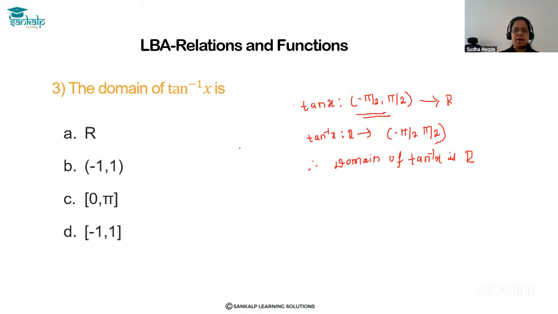So check the options. Option A R, option B minus 1 1, option C closed interval 0 to pi, option D minus 1 to 1 closed interval, but we found option A R is the correct answer. Therefore, domain of tan inverse x is R. Okay, got it right? Thank you.